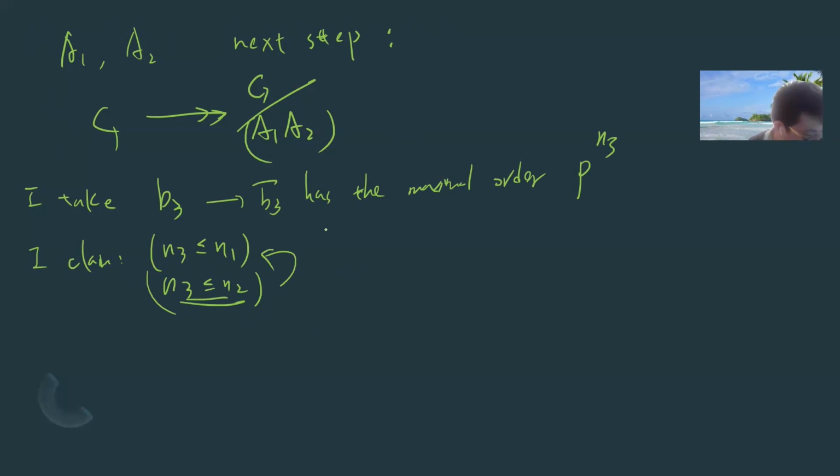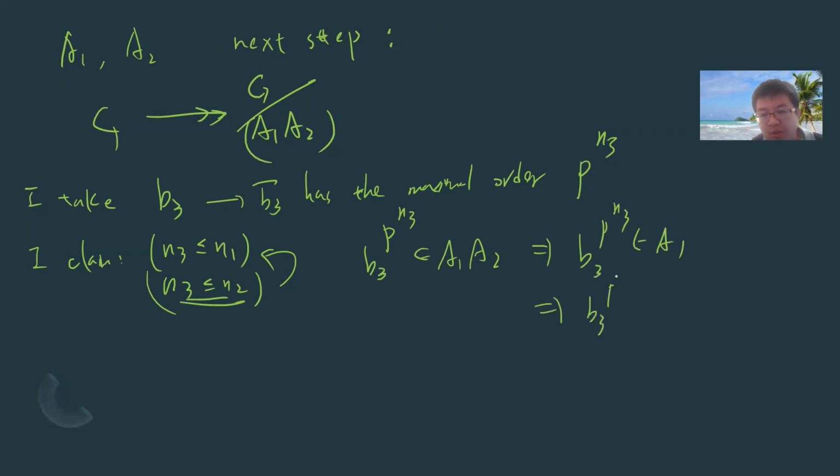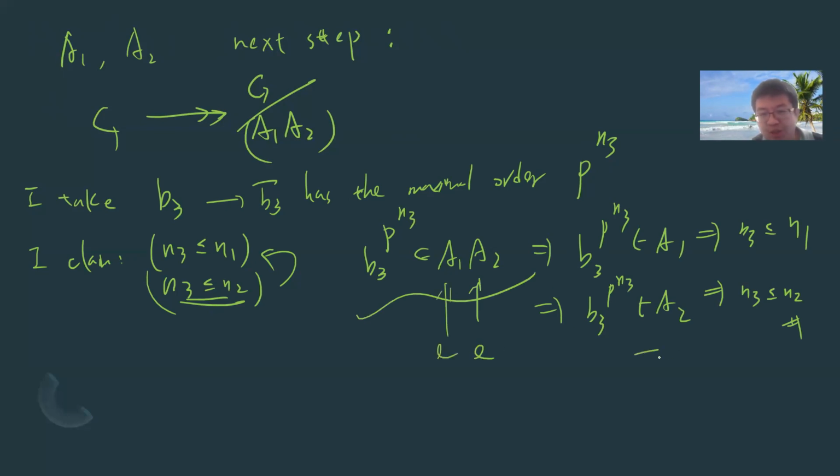The reason is that, from my construction, b3^(p^n3) must be in a1 times a2. But then b3^(p^n3) must be in a1, and it must be in a2. So this shows that n3 is less than or equal to n1 and n3 is less than or equal to n2. This is somewhat trivial, because you can choose identity here and improve this. Very, very trivial.